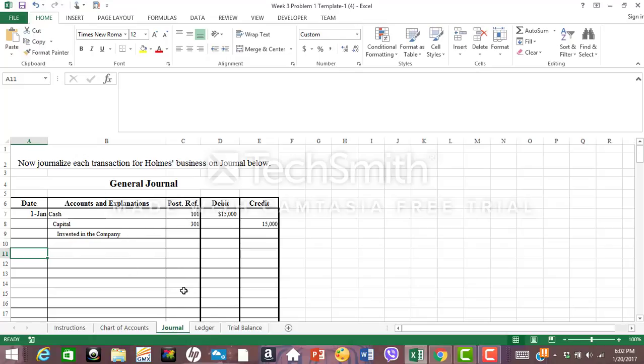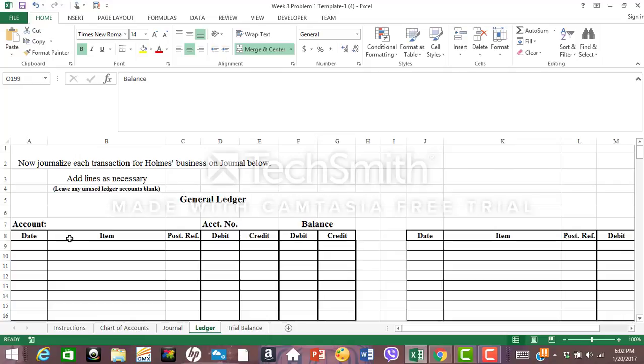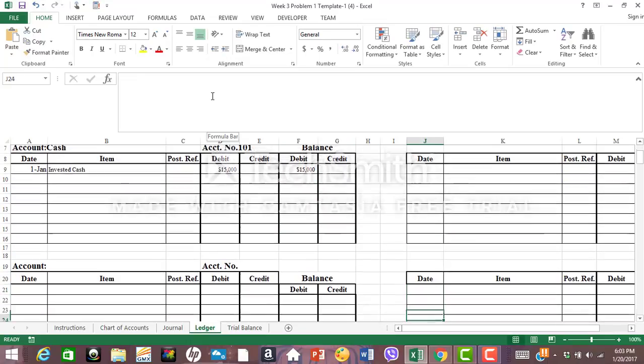But before we go to the next transaction, we're going to do the ledger. The very first account is cash, account number 101, and then we'll do the date, January 1st. We don't have to put anything for the post reference. You could just say invested cash, and then debit 15,000, and your balance would obviously be 15,000.